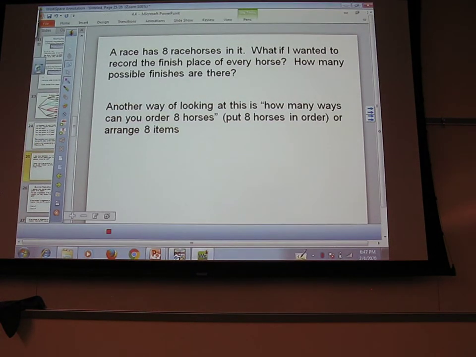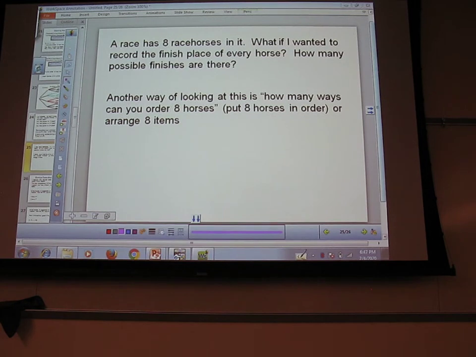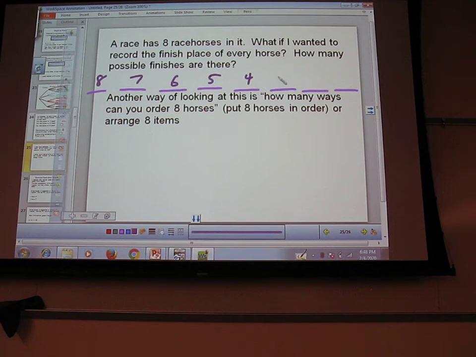So what about this? What if we want to know the order of every single horse? So all 8 of them. I want to know the finish of every single horse. How many spots am I going to have? 8. How many options for the first spot? 8. Second spot? 7. Third spot? 6. Next? 5. Next? 4. Next? 3. Next? And then we're going to multiply them all. All right, everybody on board with that part?